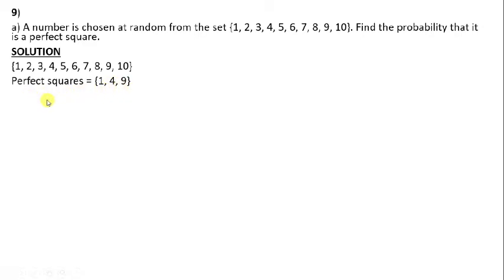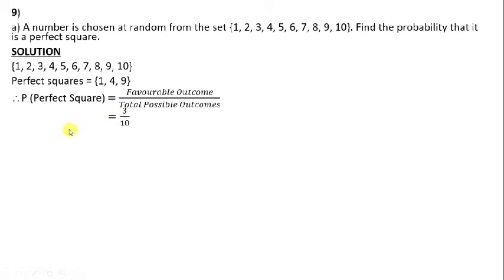Now, probability looks at favorable outcomes over the total number of outcomes. What are our favorable outcomes? The perfect square numbers are 1, 4, and 9. So we have 3. The total number is 10.